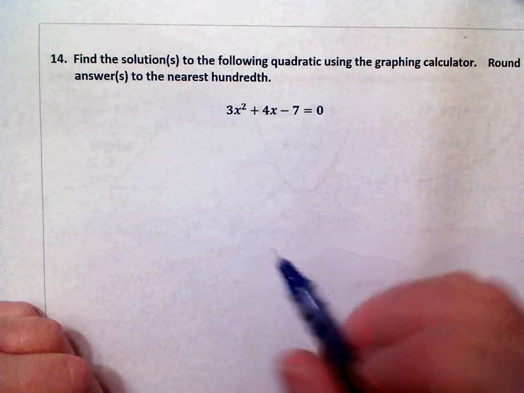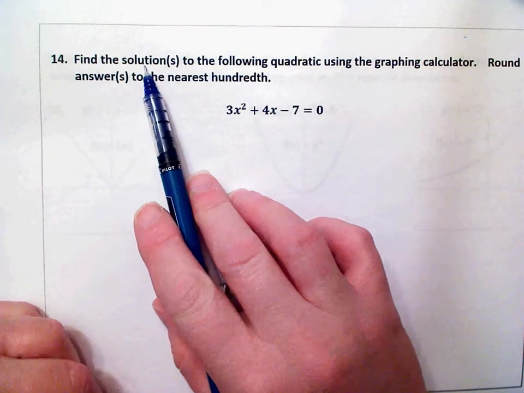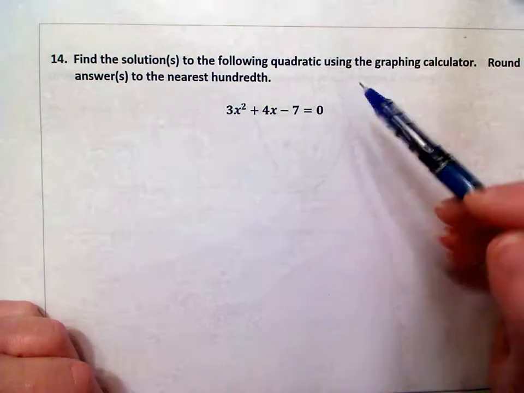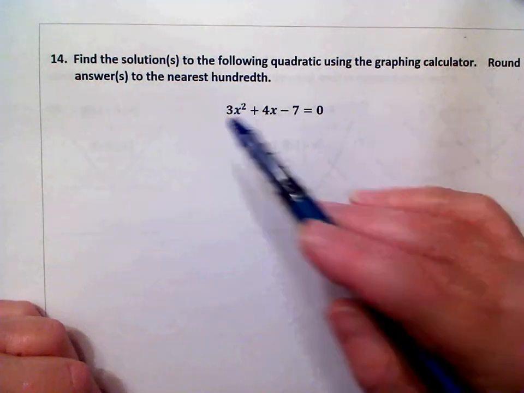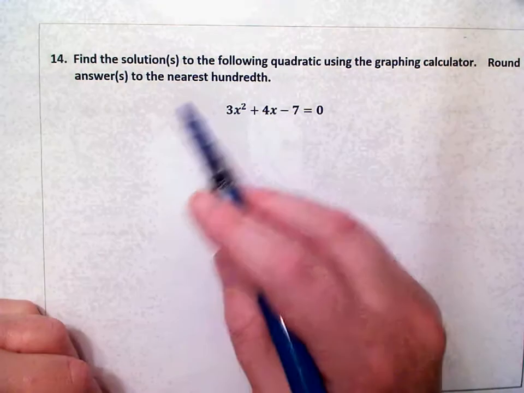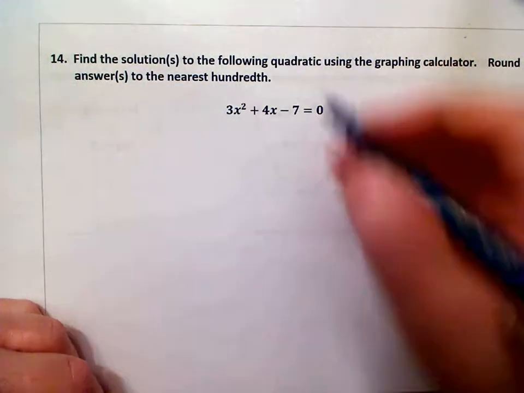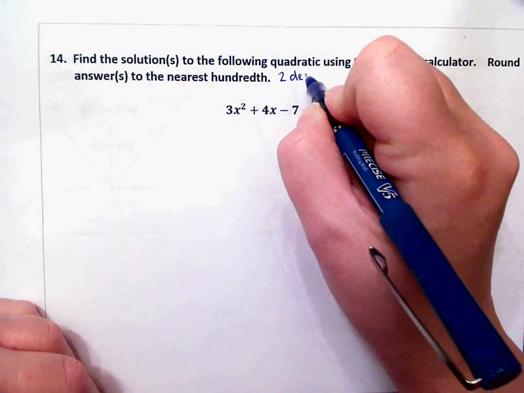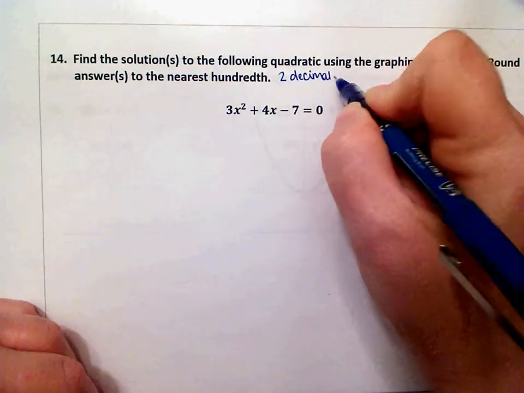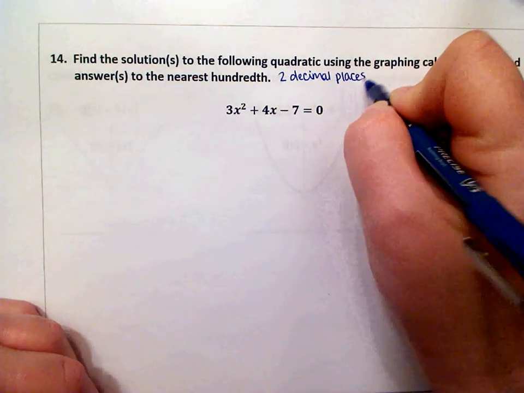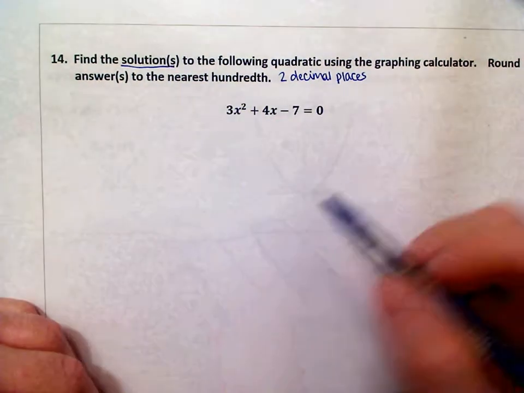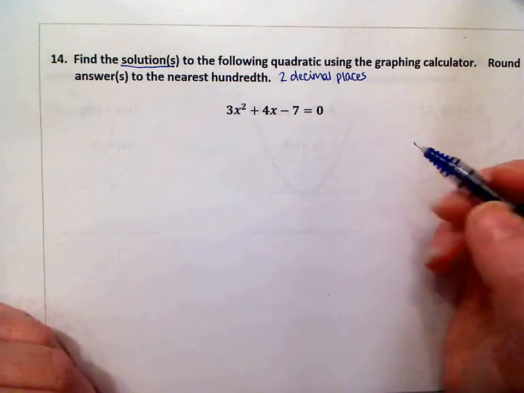On number 14, we're asked to find the solution or solutions to the following quadratic using our graphing calculator. And we're going to round our answers, if they're decimals, to the nearest hundredth, which means 2 decimal places. So remember, the solutions are the points where the quadratic crosses the x-axis.